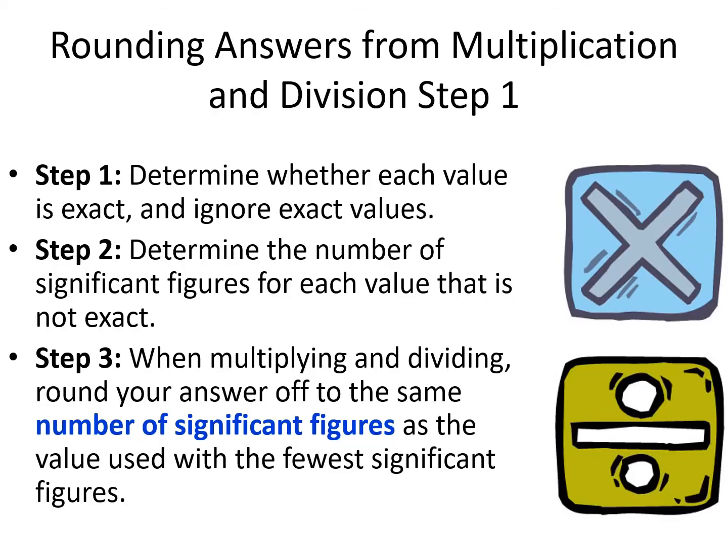For multiplication and division, my first step is the same. Ignore exact values. My second step is different. Instead of looking for digits after the decimal, I'm looking for how many total significant figures are in each of my starting numbers. In step 3, I round my answer to the same number of significant figures as the starting number that has the fewest significant figures.